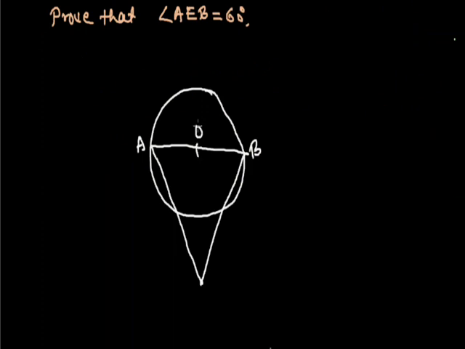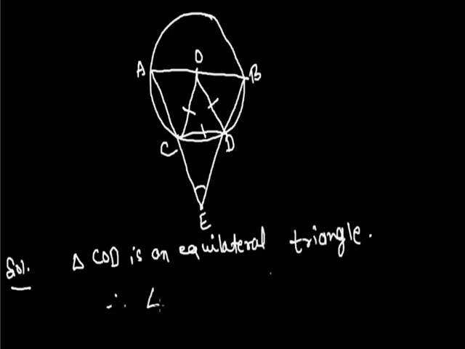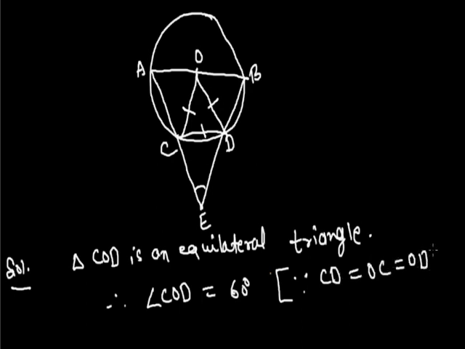AB is the diameter of a circle, O is the center, and this is CD. Now CD is equal to the radius of the circle. So these three sides are equal. These intersect at E. Now we have to prove angle AEB is equal to 60 degrees. Now triangle COD is an equilateral triangle. Therefore angle COD is equal to 60 degrees, because CD is equal to the radius of the circle, so CD is equal to OC is equal to OD.